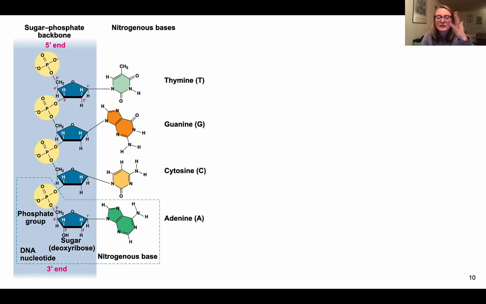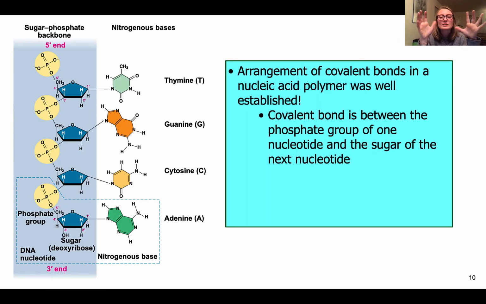So we also had another clue, which was how these covalent bonds were arranged within either DNA or RNA. These covalent bonds exist between the phosphate group of one nucleotide and the sugar of the next nucleotide. So here you can see the phosphate group, which is denoted with this yellow color, is connected to the pentose sugar of the next nucleotide.